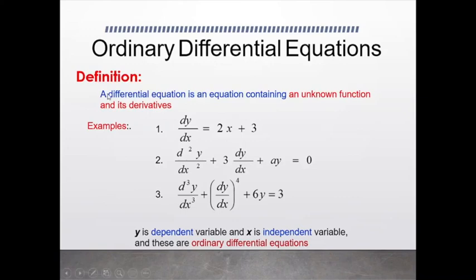So first, we have an ordinary differential equation. A differential equation is an equation containing an unknown function and its derivatives. So we have here the examples. As we can see here, it's an equation containing a derivative. For the first one, we have dy over dx is equal to 2x plus 3. So we have here a first order derivative.